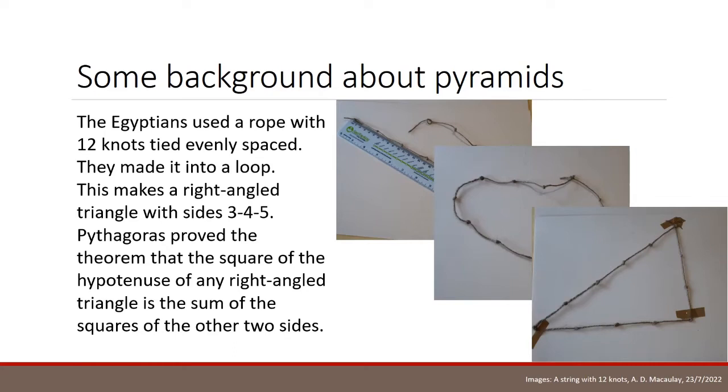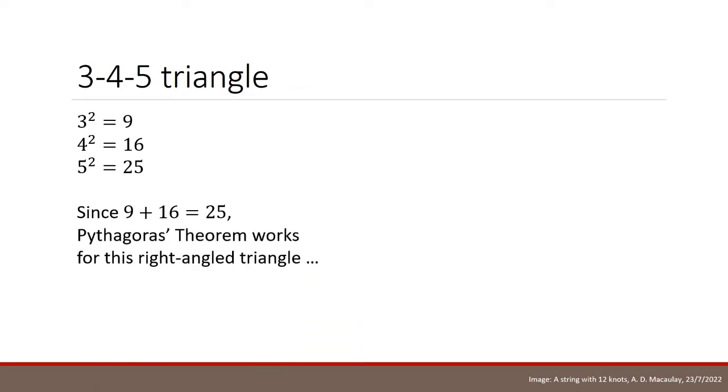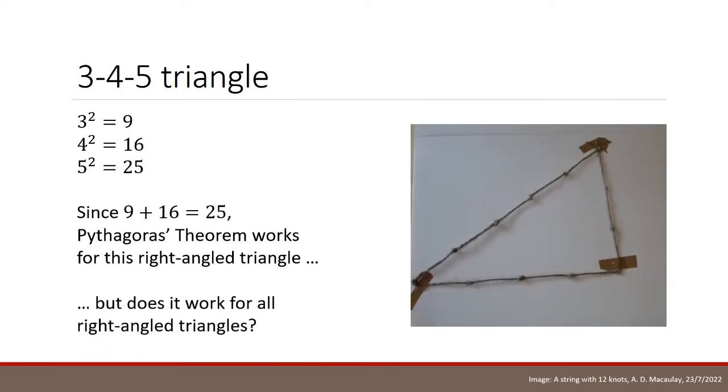And Pythagoras proved the theorem that the square of the hypotenuse of any right-angled triangle is the sum of the squares of the other two sides. So let's look at this 3, 4, 5 triangle. 3 squared, of course, is 9. 4 squared, 16. 5 squared, 25. And since 9 plus 16 equals 25, Pythagoras' theorem works for this right-angled triangle, but doesn't work for all triangles.